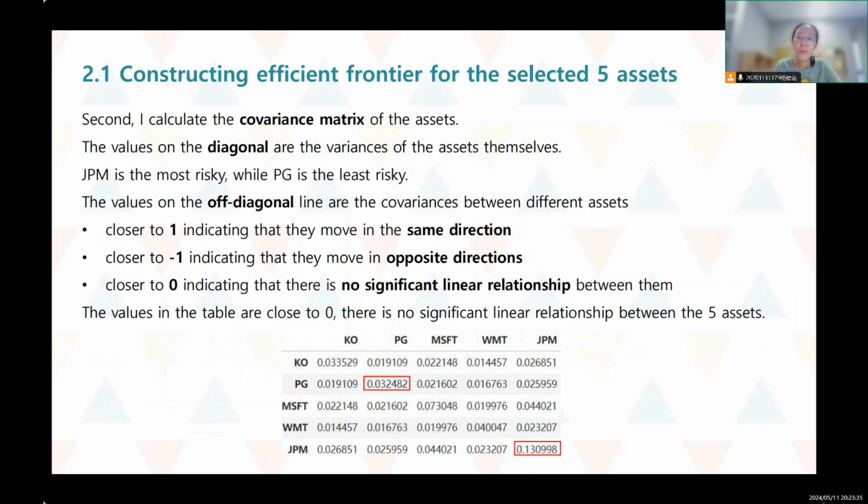The values on the off-diagonal line are covariance between different assets, closer to 1 indicating that they move in the same direction, closer to -1 indicating that they move in the opposite directions, closer to 0 indicating that there is no significant linear relationship between them. The values here in the table are close to 0, so there is no significant linear relationship between the 5 assets.